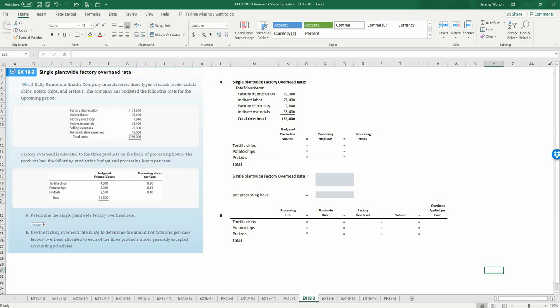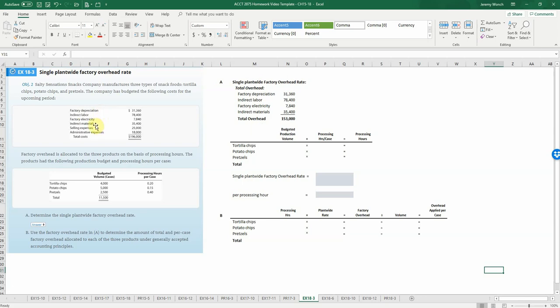So in this problem, in part A, we want to determine the plant-wide factory overhead rate. It gives us some cost information, and then some volume information down here. Starting off, we need to know what our total budgeted overhead is. As we go through this list, we have factory depreciation, indirect labor, factory electricity, indirect materials. Those are all overhead items.